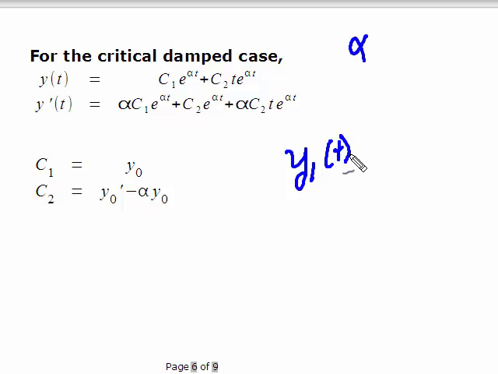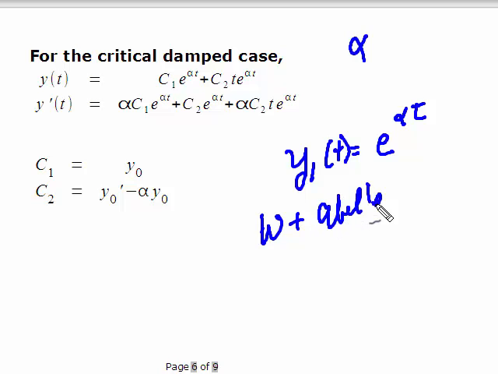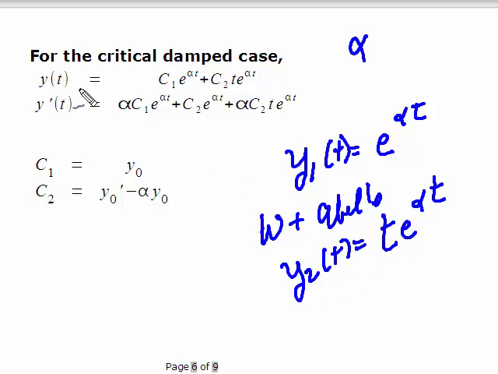We had one solution, and that solution that fell out from the quadratic formula was e to the alpha t. We needed two solutions, so we used the Wronskian and Abel's theorem to find that y2 was t e to the alpha t, the same root. And because these are linearly independent, we can write all of the solutions as linear combinations of them, and that's what we have right here.